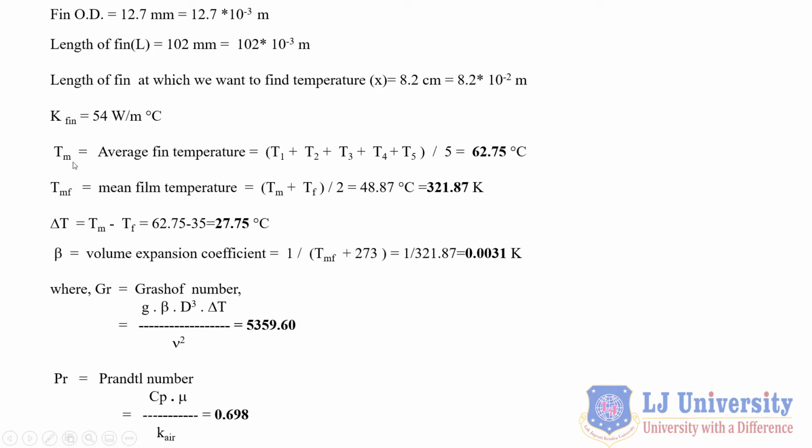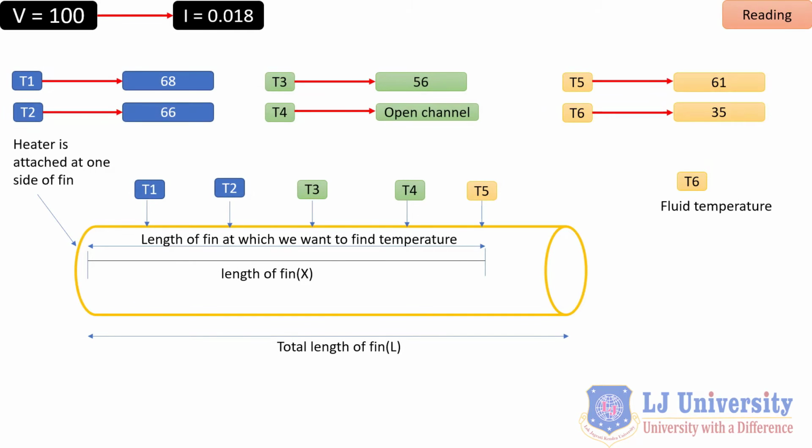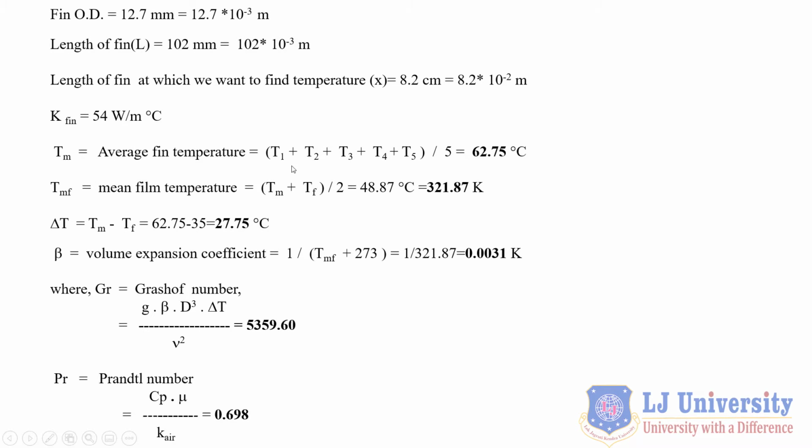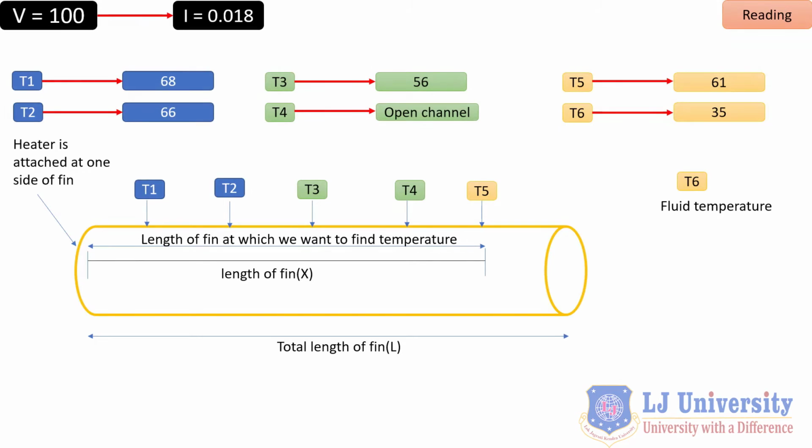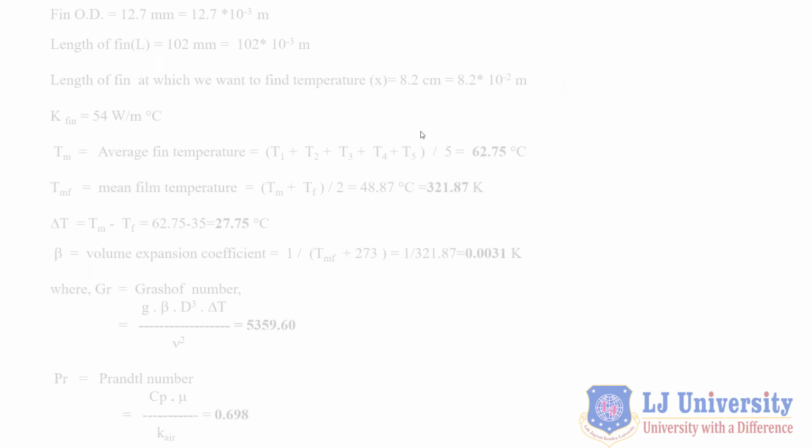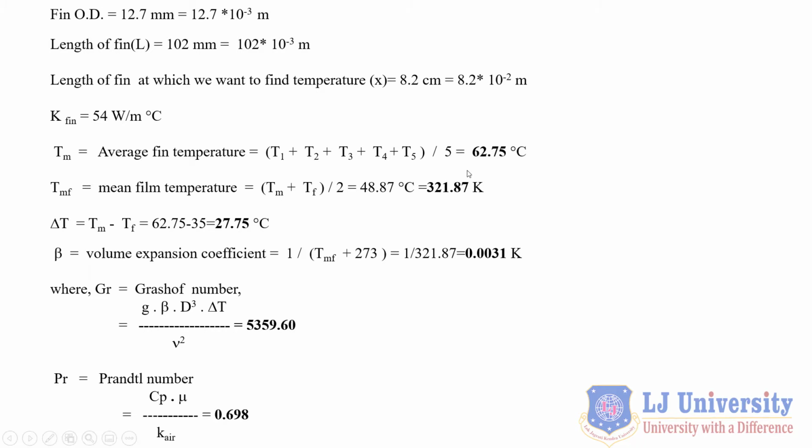Now let us find the mean temperature of the fin. The average fin temperature would be T1 plus T2 plus T3 plus T4 plus T5 divided by 5. But as I already told you, T4 is an open channel, so we are not going to consider it. We only consider four temperatures, T1, T2, T3 and T5, so the average temperature is T1 plus T2 plus T3 plus T5 divided by 4, which is 62.75 degrees Celsius.